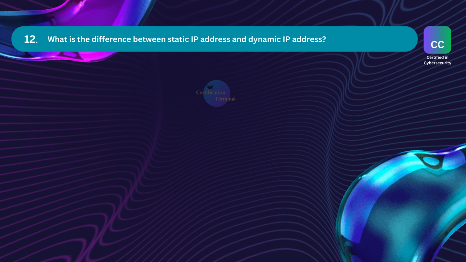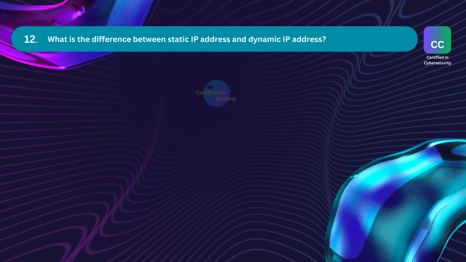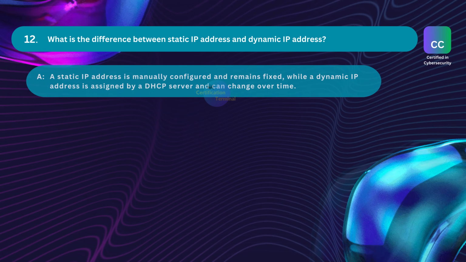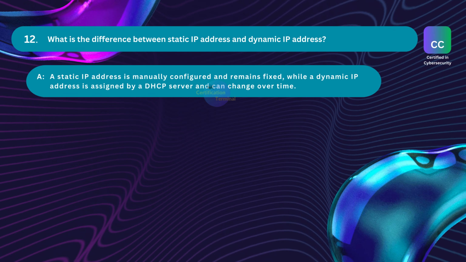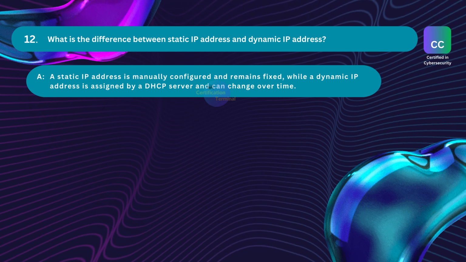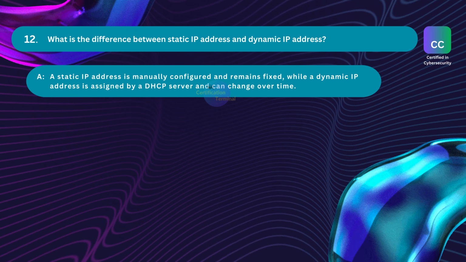Question number 12. What is the difference between static IP address and dynamic IP address? Option A. A static IP address is manually configured and remains fixed, while a dynamic IP address is assigned by a DHCP server and can change over time.